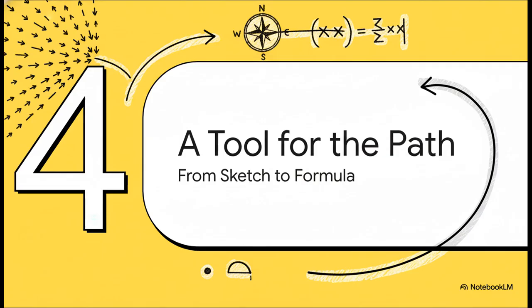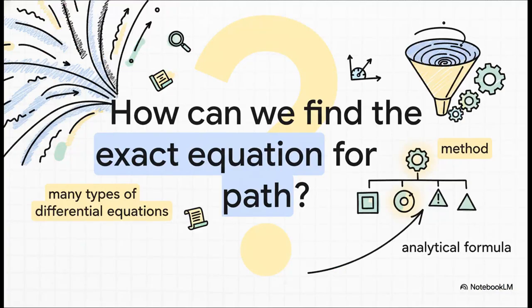We need a way to find the precise formula, the compass, that will give us the exact equation for that path. So how do we do that? How do we go from this beautiful visual map to a rock-solid, exact formula? Well, we need an analytical method. There are lots of different types of differential equations, and each has its own method. We're going to start with one of the most common and fundamental types.